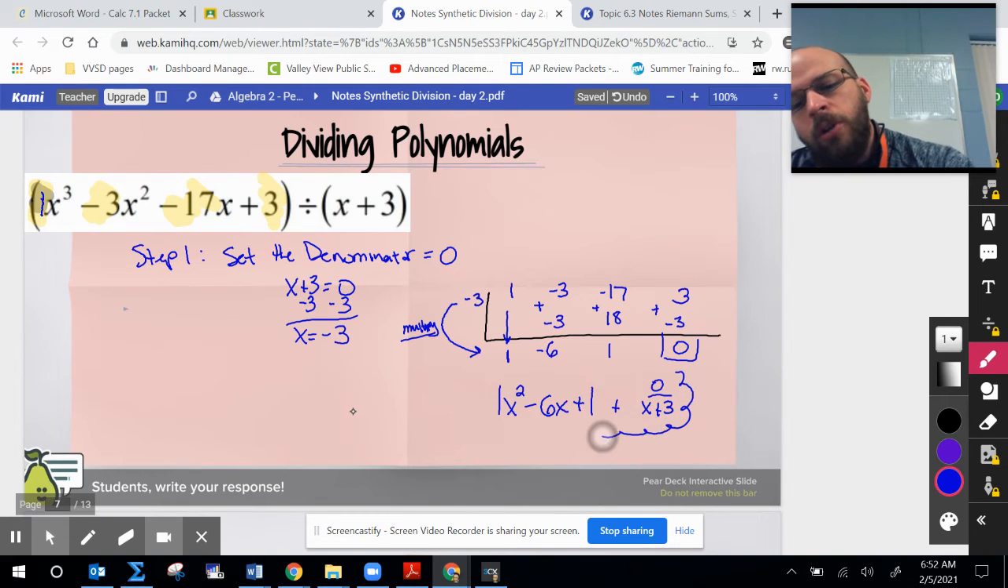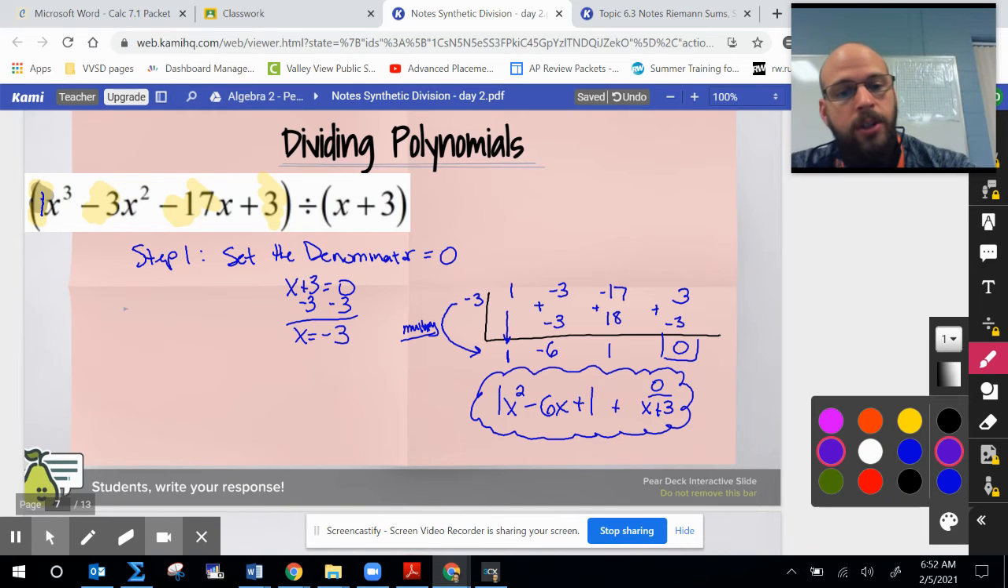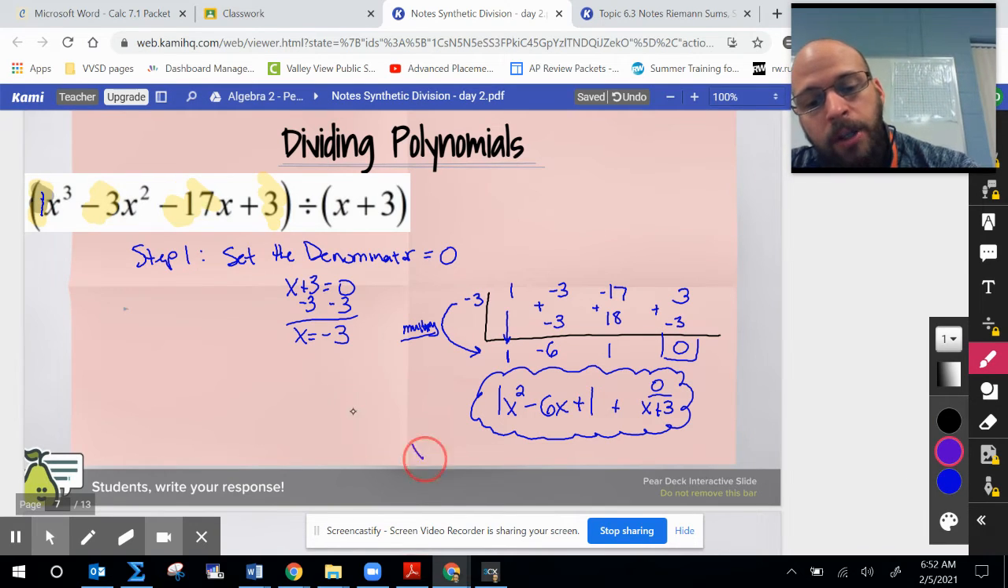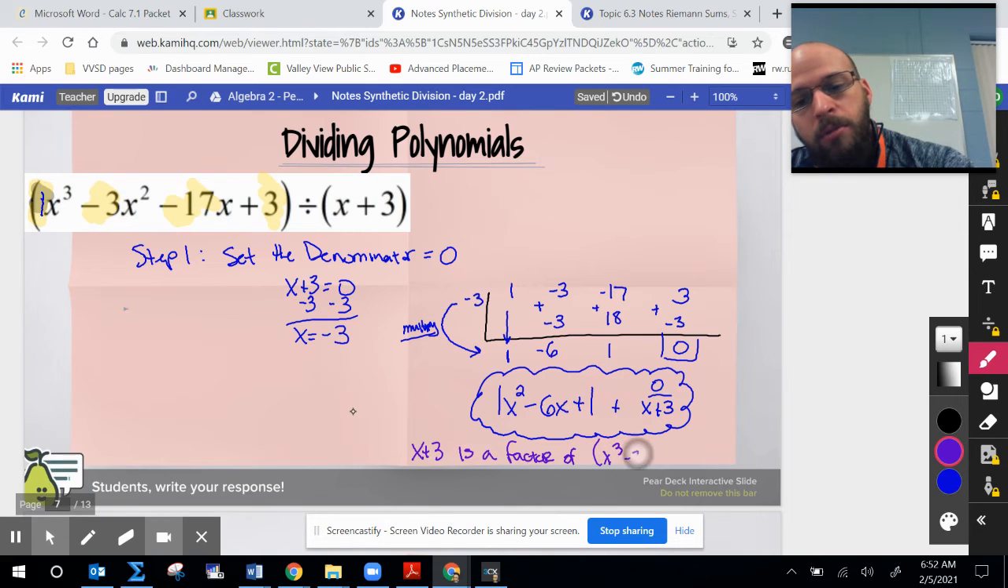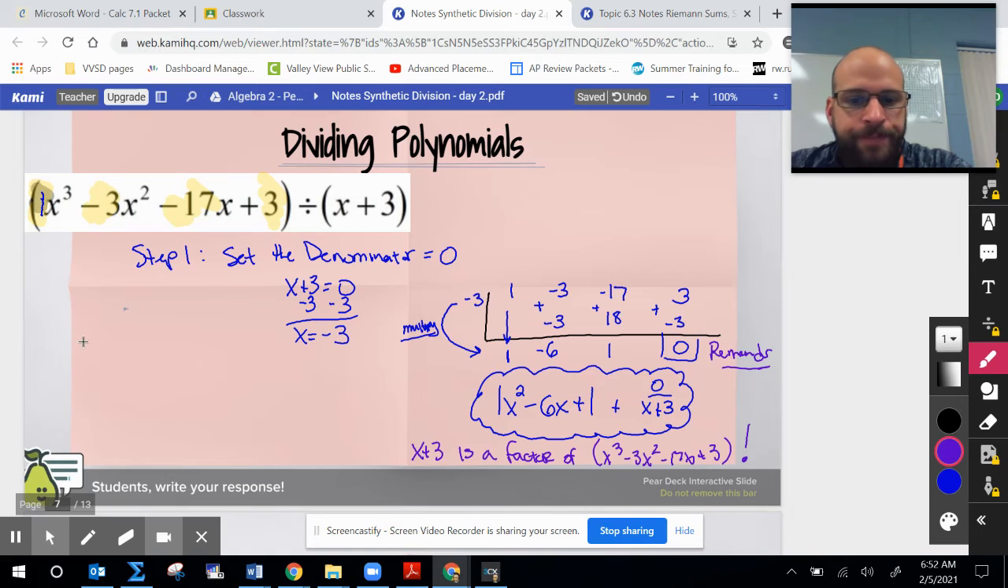Now, when your remainder is 0, you don't really need to write that fraction, but ultimately, we do know not only can you tell me what you get when you divide it, but you can also tell me the other part. You can say that x plus 3 is a factor of x cubed minus 3x squared minus 17x plus 3. And how do you know that? Well, I know that because I got a remainder of 0, right? So whenever you get a remainder of 0, you know that that expression has to be a factor of that problem in front of it.